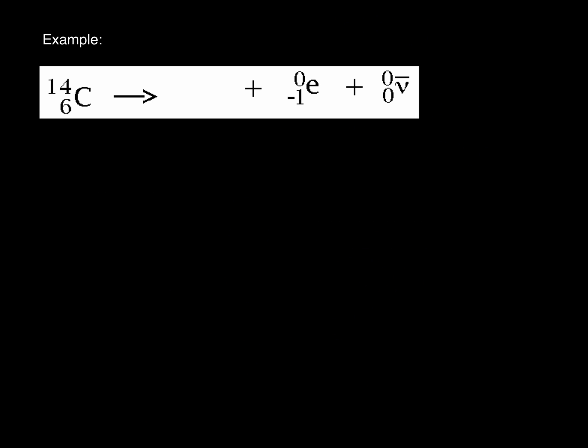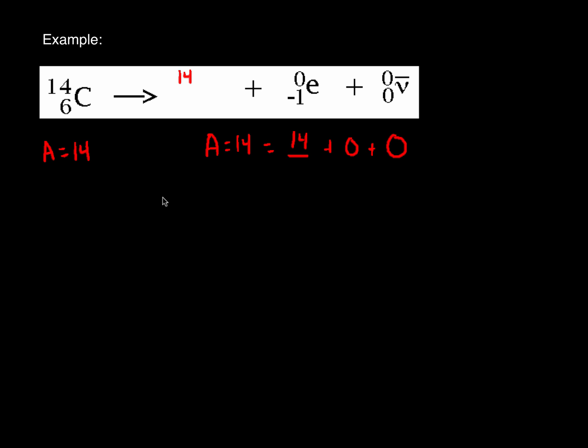Here's an example. In this example, we need to predict the daughter isotope that is produced in the nuclear equation. We'll start with conservation of nucleons. On the left side of the equation, the parent isotope has an A value equal to 14. On the right side of the equation, the A value must also equal 14. So we have our unknown plus 0 plus 0 has to equal 14, which means the unknown must be 14.